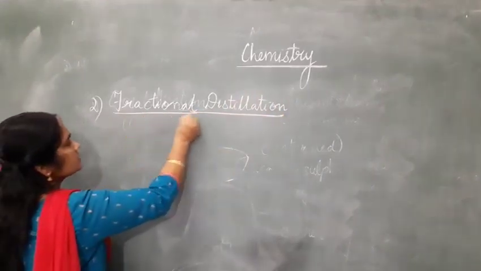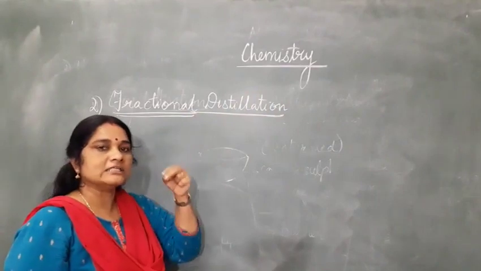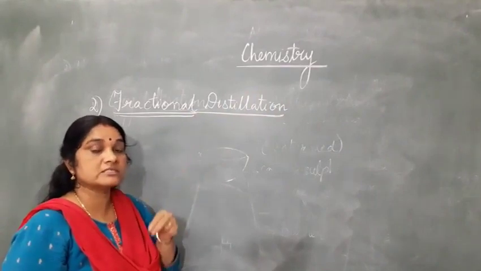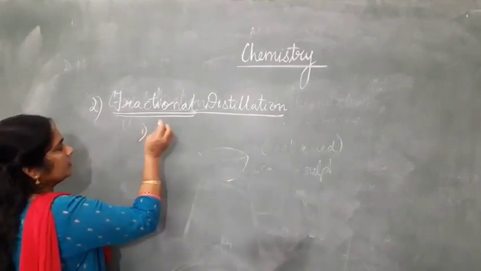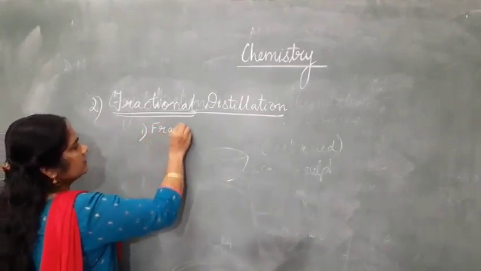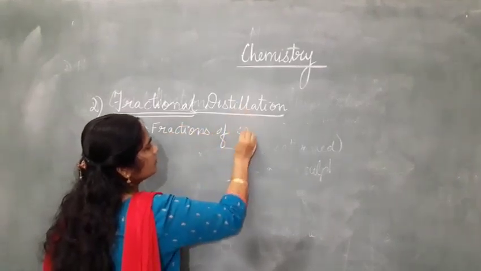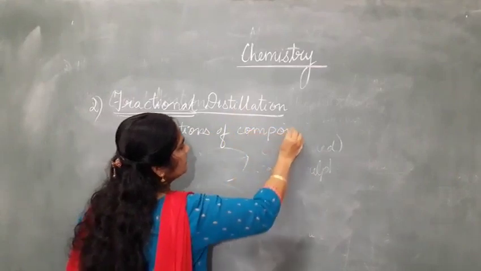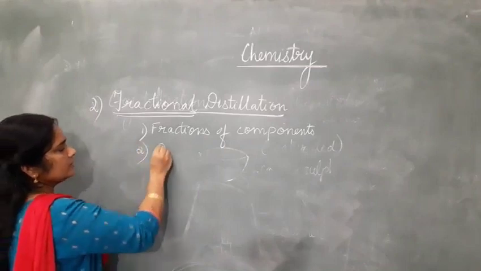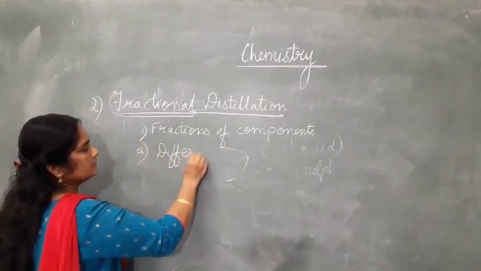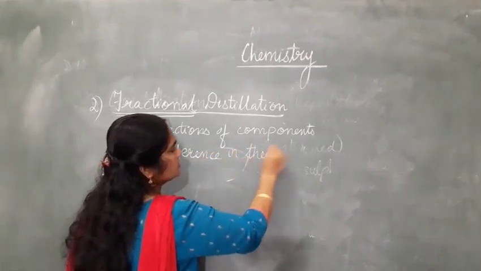Fractional distillation, as the name suggests, separates fraction by fraction, part by part, the different components of a mixture. Miscible mixtures are separated based on the difference in the boiling point. So fractions of mixtures, that is, components of the mixtures, are separated one by one. And what is the main principle? Difference in their boiling points.